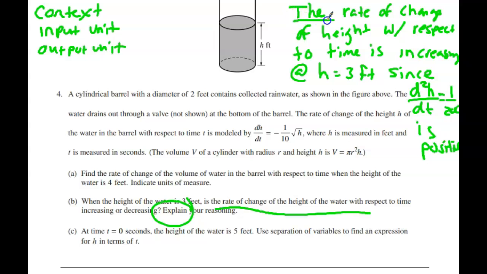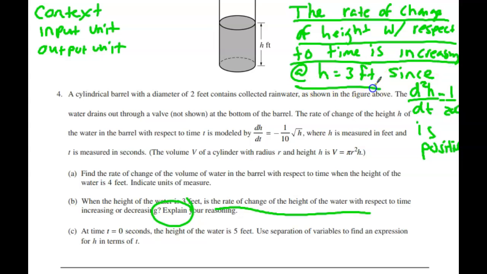So here's my context. The rate of change of the height with respect to time is increasing. That's the context. Here's my input units. I plugged in 3, not really because there was nowhere to plug it into, but there it is. Since the second derivative is 1 over 200, which is positive, there's my output. So a good explanation will have those 3 things in it, and that's how they grade you on these.